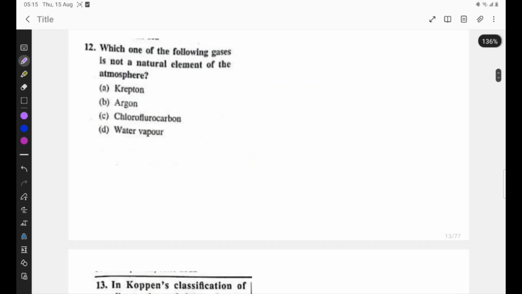Next question says, which one of the following gases is not a natural element of the atmosphere? See, krypton, argon and water vapor are the natural elements. Chlorofluorocarbons are pollutants, and these chlorofluorocarbons are responsible for the depletion of the ozone layer. So the answer is C.